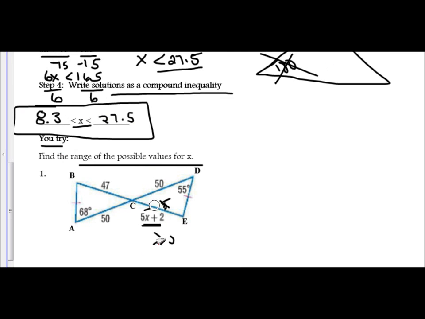Pause the video, actually pause the video, and try it on your own. Okay, so your final answer should be that x is greater than negative 2/5 and x is less than 9. If you got that, go ahead and move on to your exit quiz. Otherwise, let's stick around and see what happened.